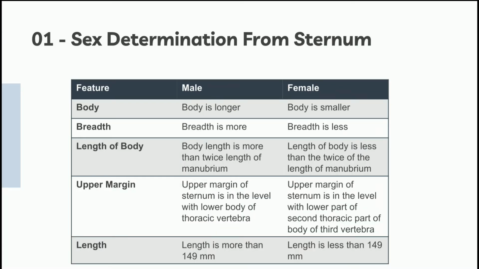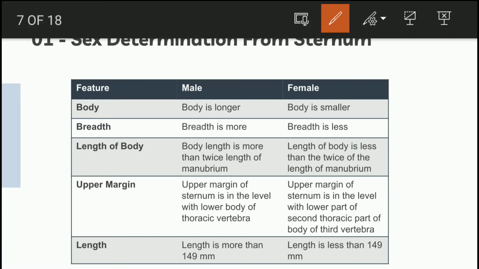Then sex determination from the sternum. First is the body. The body is longer in males and smaller in females. Breadth is more in males and less in females. Then the length of the body: generally in the sternum, the length of the body is twice that of its manubrium or more than twice. So in males, the body length is more than twice the length of the manubrium, the head of the sternum, and in females, the length of the body is less than twice the length of the manubrium.